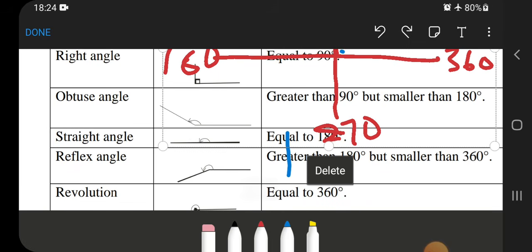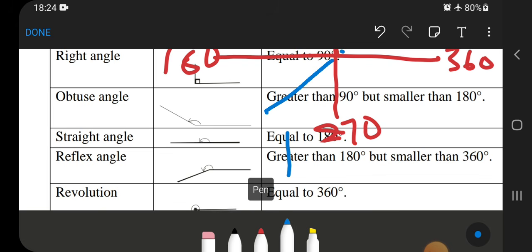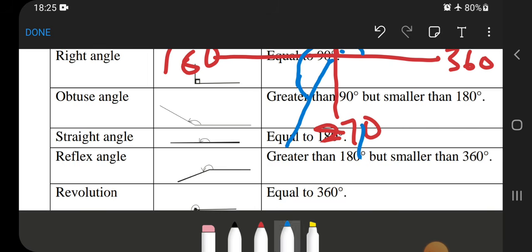Okay, and then we have a reflex. A reflex is greater than 180 but smaller than 360. So it's like this side. It's greater than 180 but smaller than 360. It can be at 270, just here. You can just be here. And then there's an angle on top there.